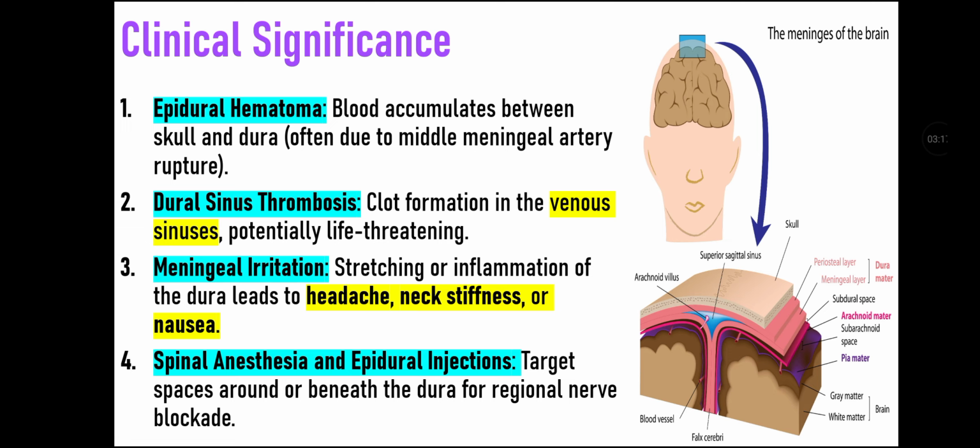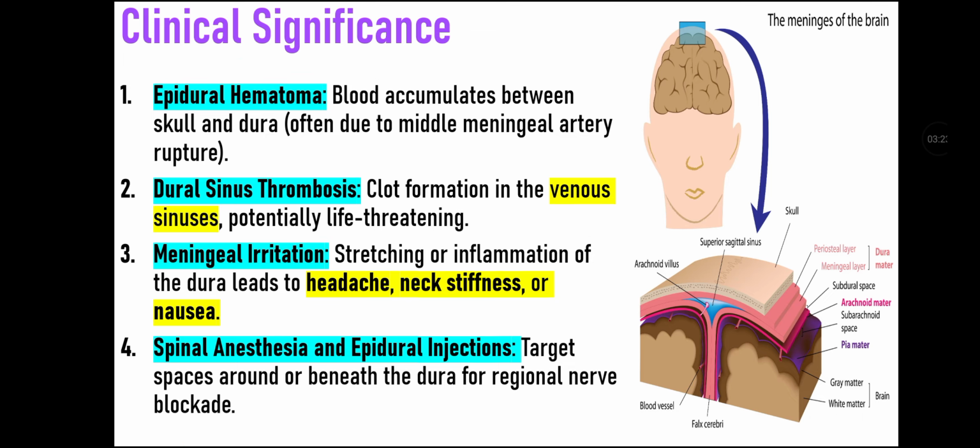Fourth clinical significance is spinal anesthesia and epidural injections. They target spaces around or beneath the dura for regional nerve blockage.